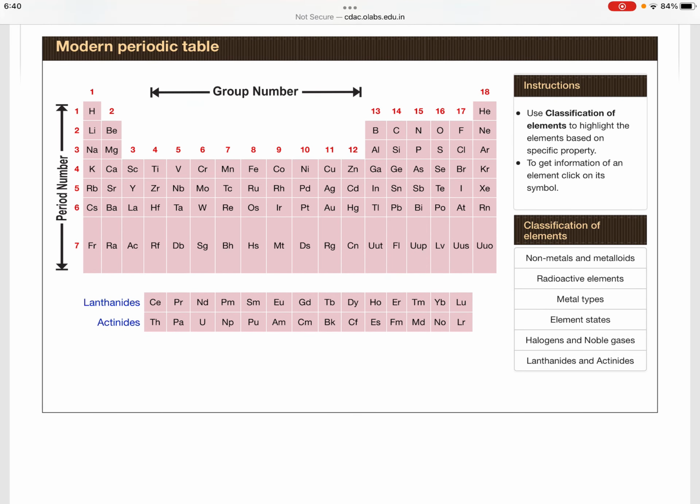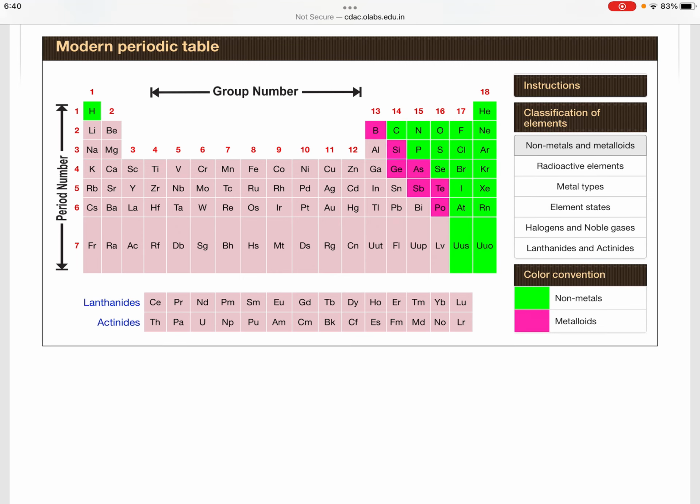In this process, as you can see, you are going to be clicking on the classification of the elements. So for example, I'm going to click first on the nonmetals and metalloids. As you can see, by clicking right there, the dynamic periodic table that we see here is going to be labeling what are the nonmetals and the metalloids that are present specifically in the periodic table.